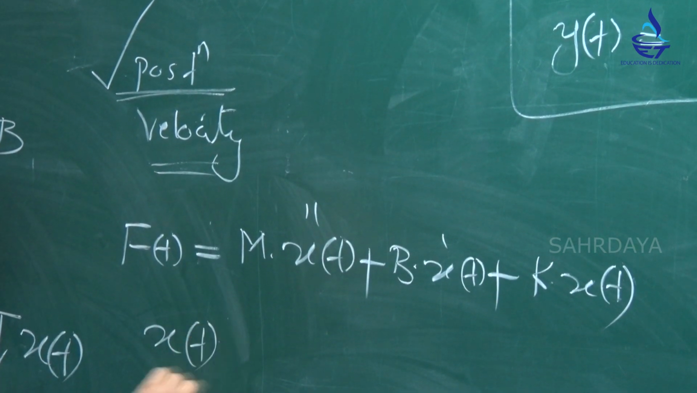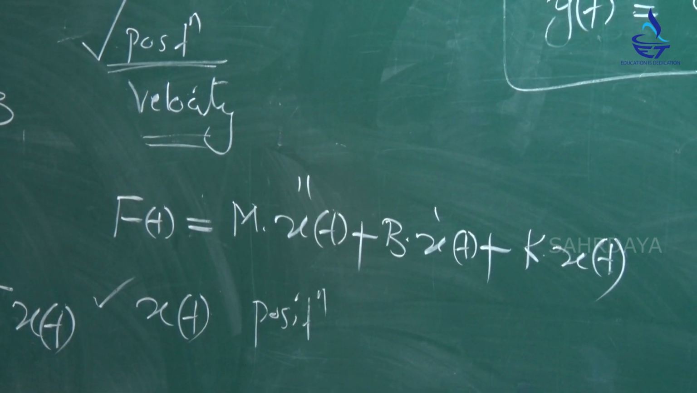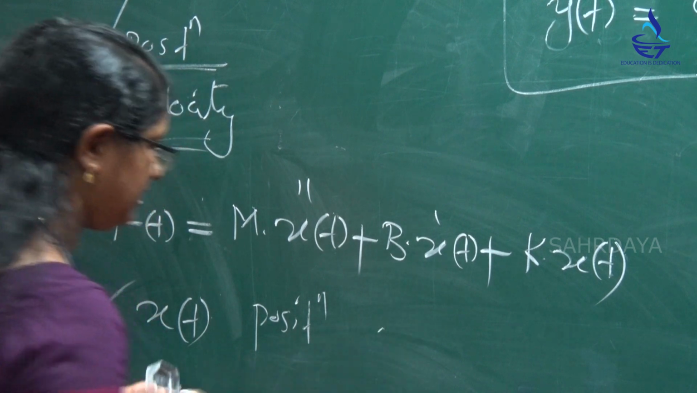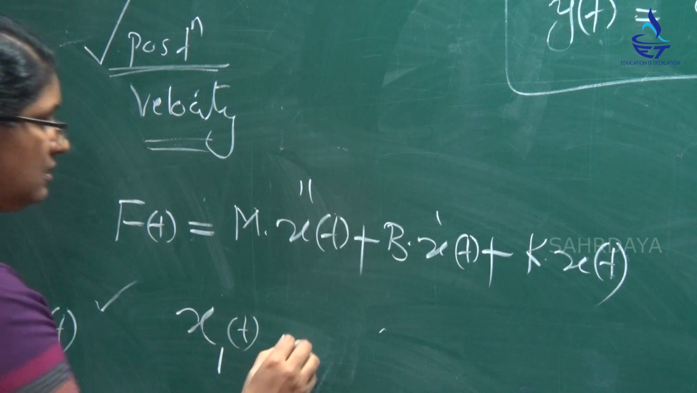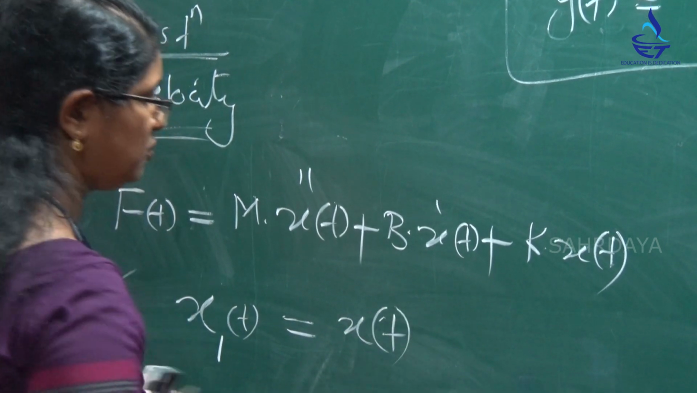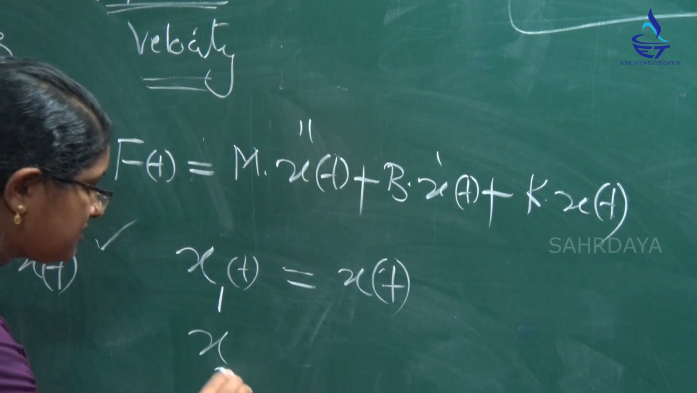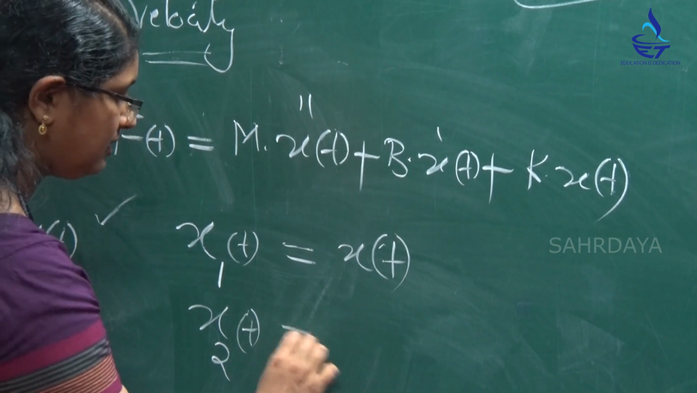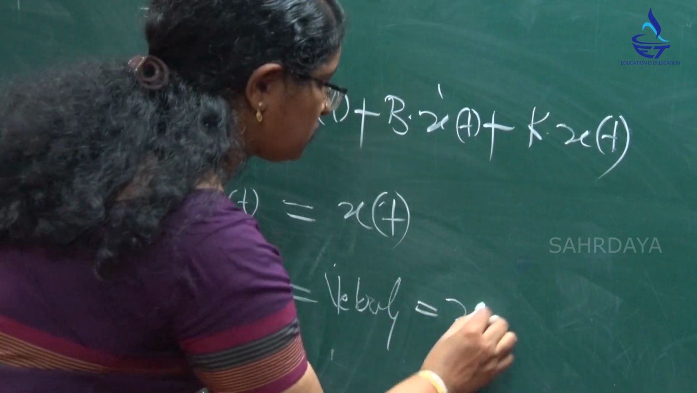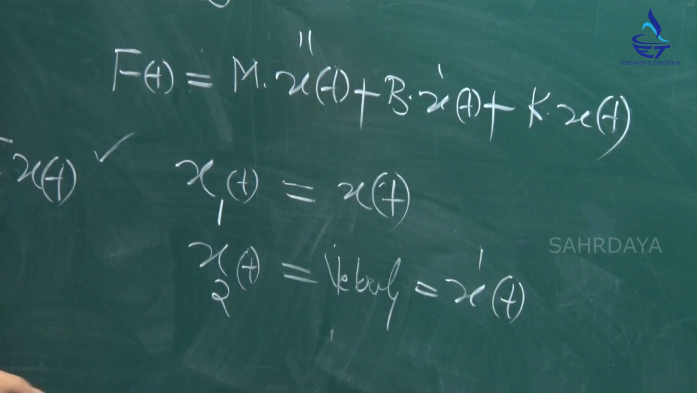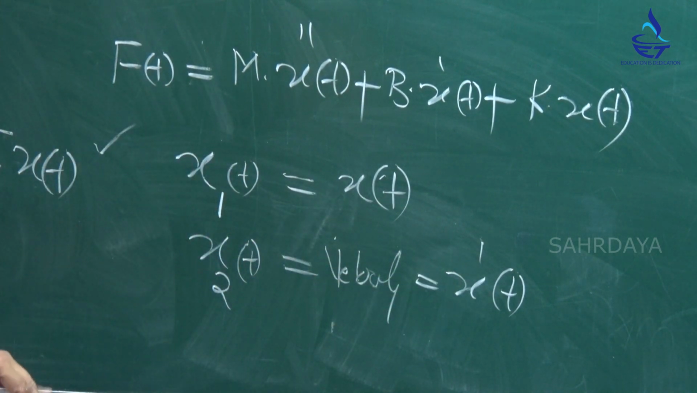So x of t is my position, and I am considering that as one of my state variables. Let x1 of t be equal to my output position, that is the first state variable. And I am considering another state variable x2 of t, let that be the velocity, and velocity we know is x dash of t. So position and velocity are the two state variables.